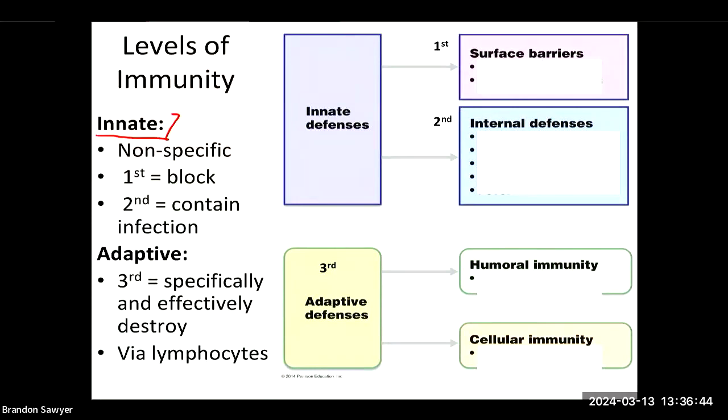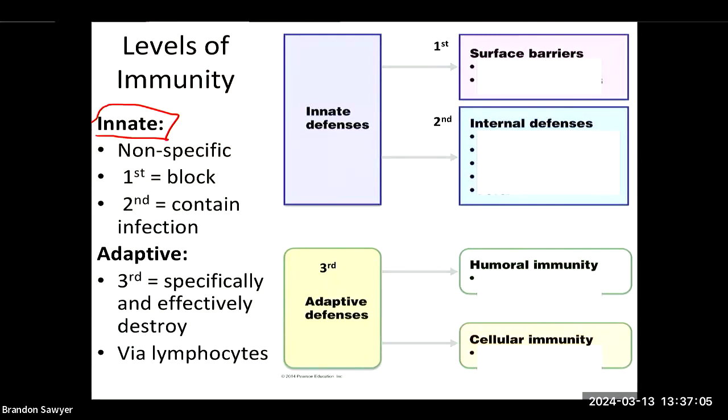So the innate immune system, pretty much the idea here is that it's non-specific. We have the same response to any invader, depending on what it is, okay? Bacteria, virus, anything, it's going to be the same type of response. There are certain cells and certain things that will attack those things, okay?